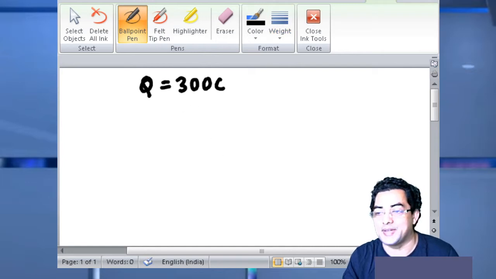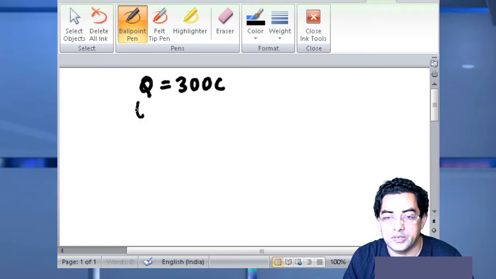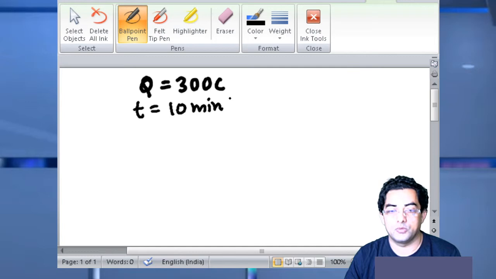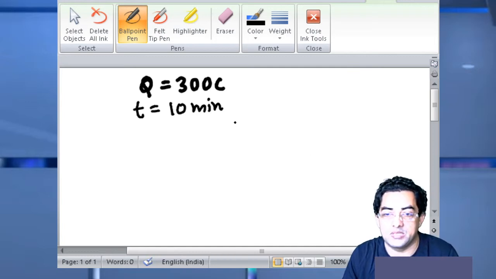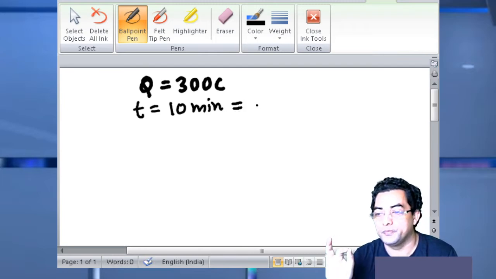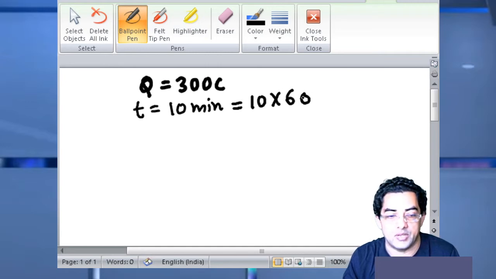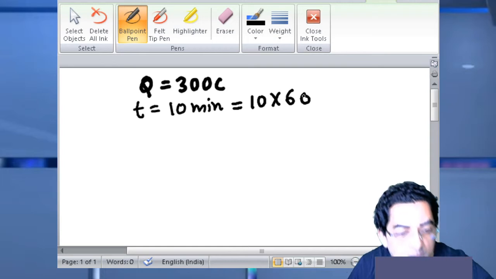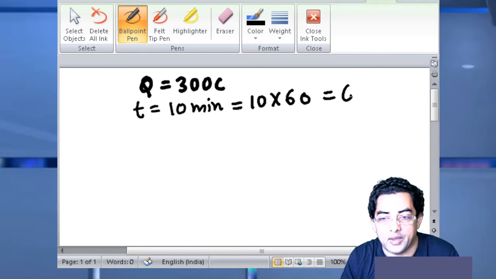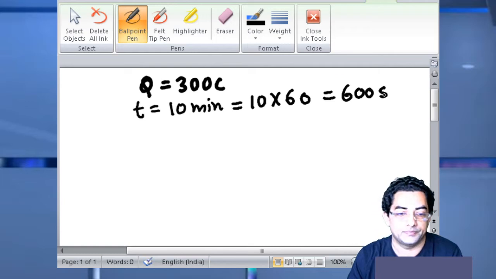And what is the time? Time is 10 minutes. So the time is given in 10 minutes. Now, when the time is given in minutes, we have to convert it into seconds. So that is 10 times 60. Right? So 10 times 60 means we are going to make it 600 seconds.